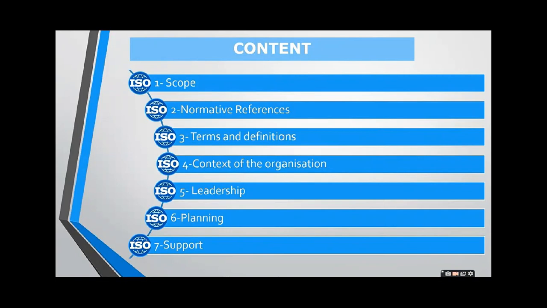Who wants to participate in telling me why the first three steps or principles we will skip? Usually, these three steps or principles get skipped in auditor courses or in the internal audit courses. Does anybody have any idea why these three phases are being skipped, which are the scope, normative references, and terms and definitions?